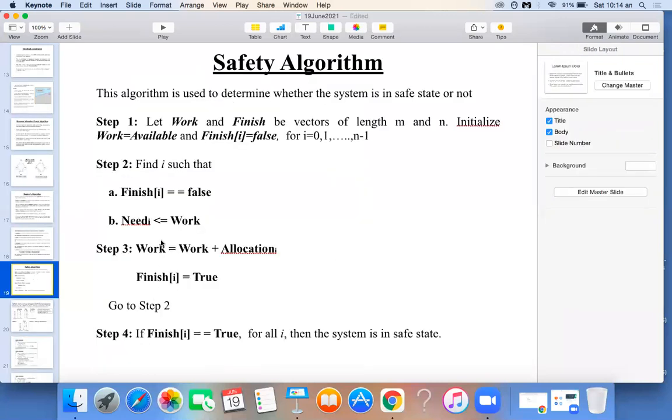Can you see here according to the algorithm? If the step number 2 is true, we are going to step number 3. Work is equal to work plus allocation. Then make finish of I is equal to true. That's it. Correct? Afterwards, what we have to do? Go to step number 2. Step number 2 means we have to consider the next process. Am I clear with this?